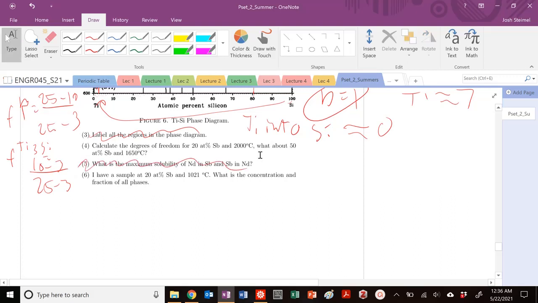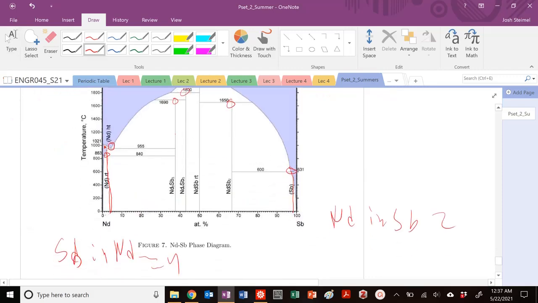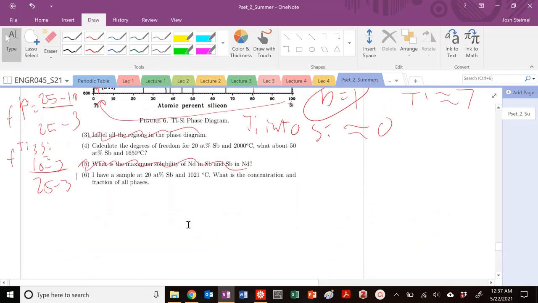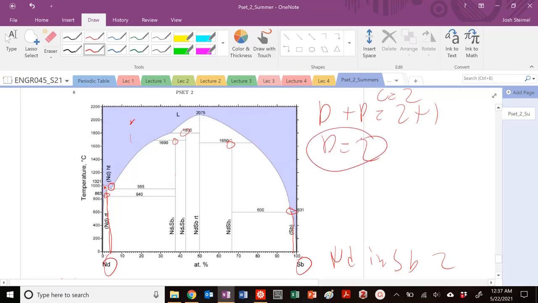Degrees of freedom at 20 atomic percent Sb. So 20 atomic percent Sb, and then what's our temperature? 2000. So 20 and 2000. So degrees of freedom plus phases equals 2 plus 1. Remember, my components here are 2 because Nd and Sb. So my degrees of freedom here are 2.